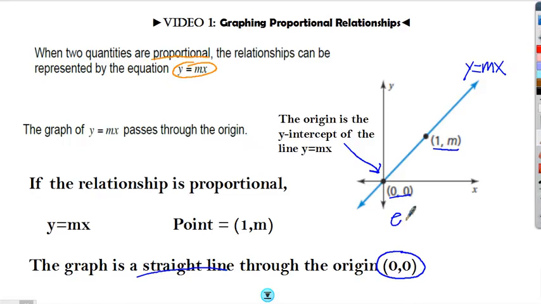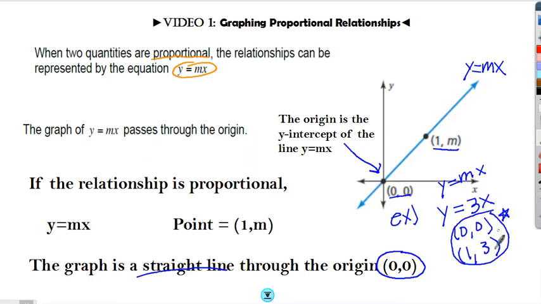So for example, if you have an equation y equals 3x, it's proportional because it's in y equals mx form. You have a line that's straight, and a point at the origin. The line goes through the origin because it's proportional, and there's going to be another point at (1, n), and in this case n is 3. So you have a point at (1, 3). That's the fact for proportional relationships. I would like you to make a note of this if you don't have it. It'll be very, very important for this lesson.